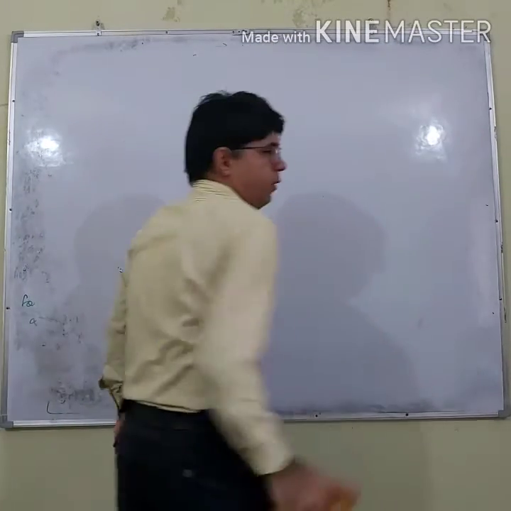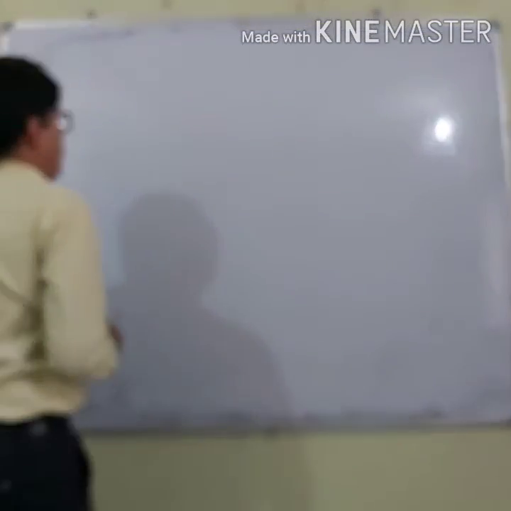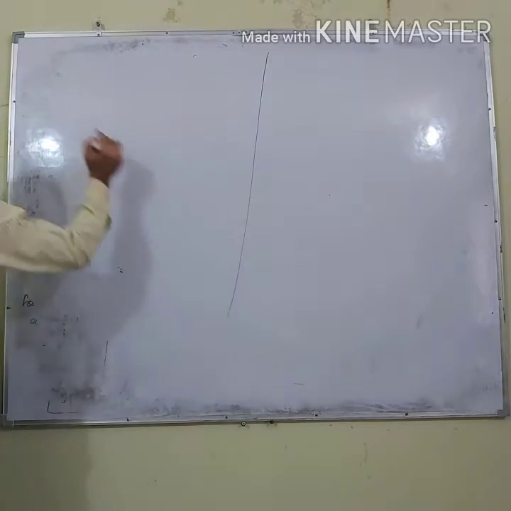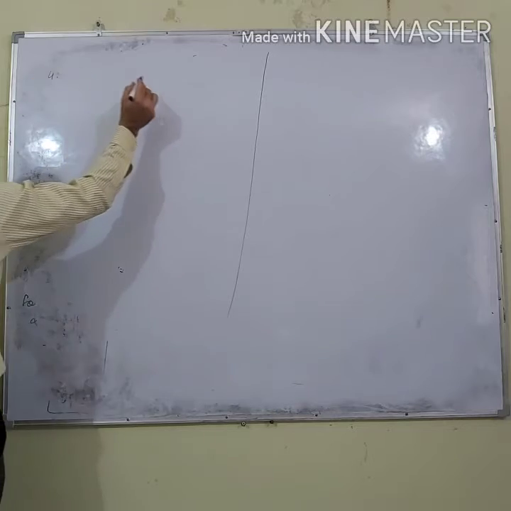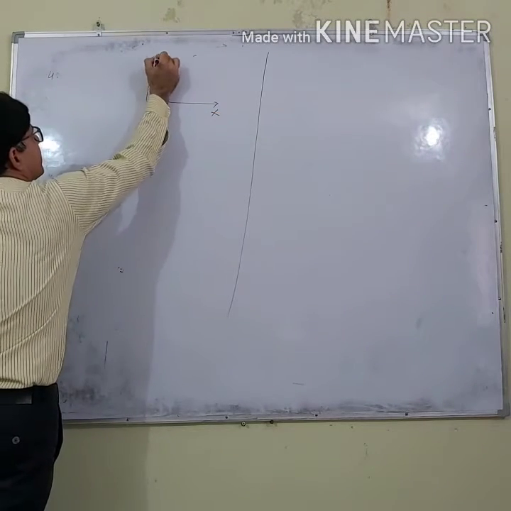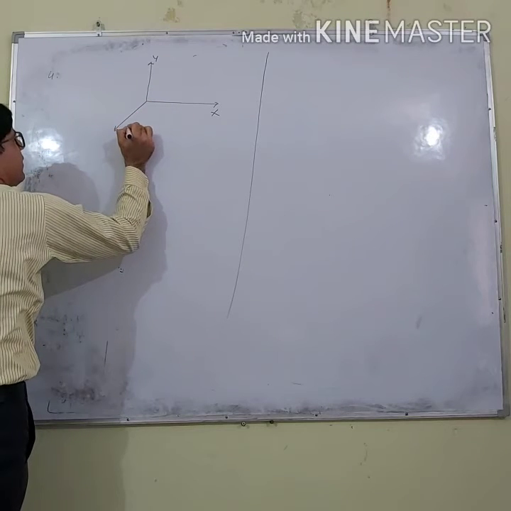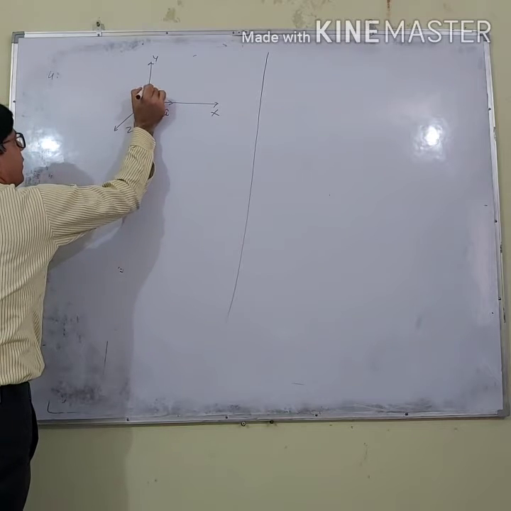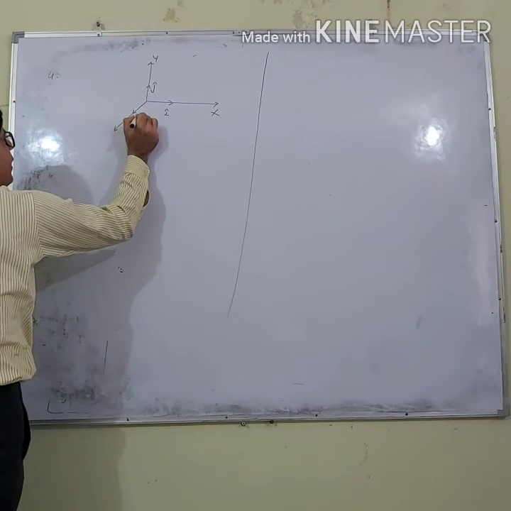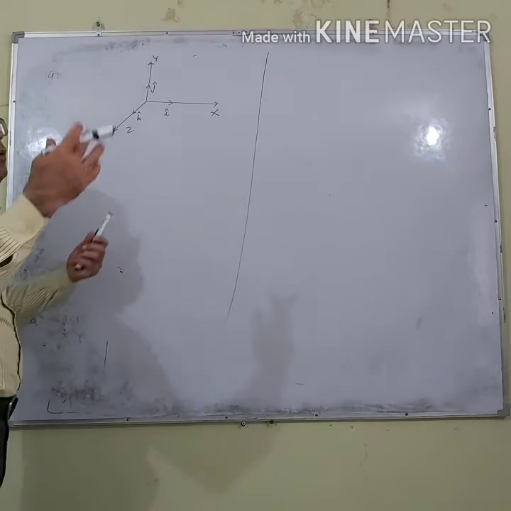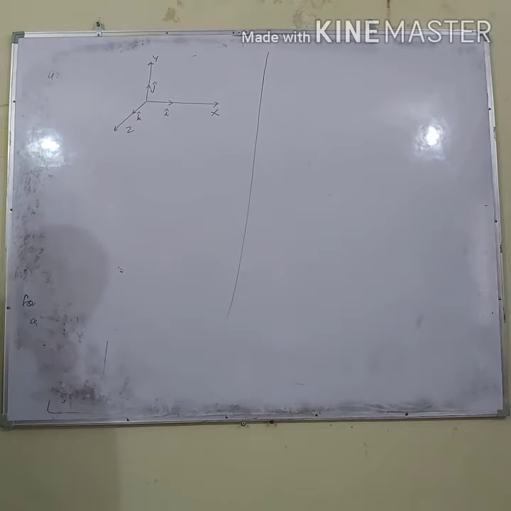Next property of the cross product. Let us say fourth property: if these are the axes, x-axis, y-axis, and this is the z-axis, and this is i cap, j cap, and k cap. i, j, k are the unit vectors along the x-axis, y-axis and z-axis respectively.